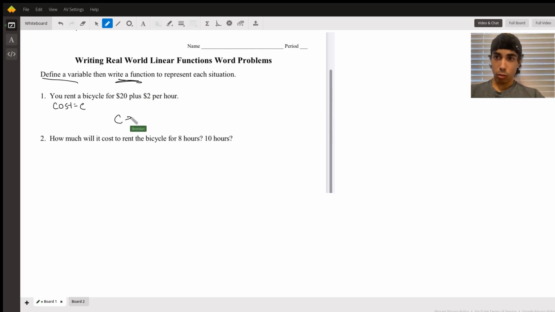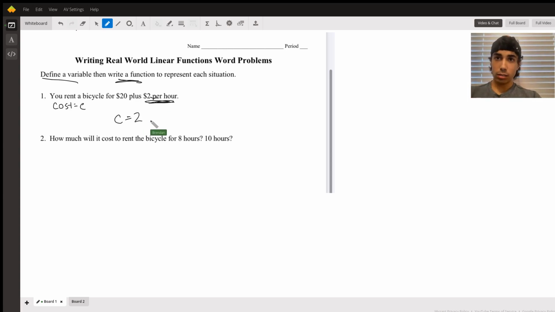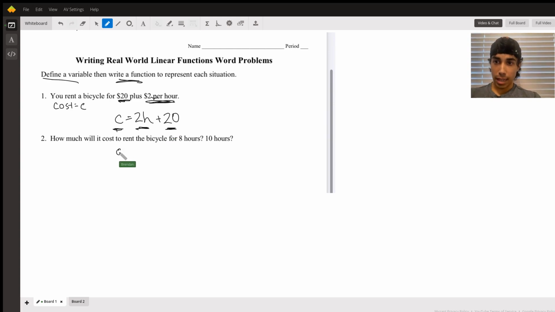So we got cost equals, remember, whatever says per hour, that is the one that is going to be attached to the letter. In this case, it's per hour, so it's 2 per hour plus whatever we started with. So this is saying our total cost is $2 times the number of hours plus that initial fee of $20. If I'm looking at the cost for 8 hours, I'm going to plug in 8 for H. So 2 times 8 plus 20. So my cost there would be $36.